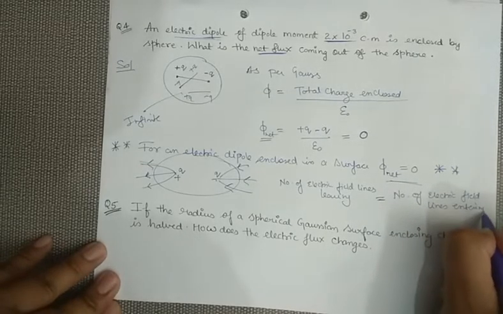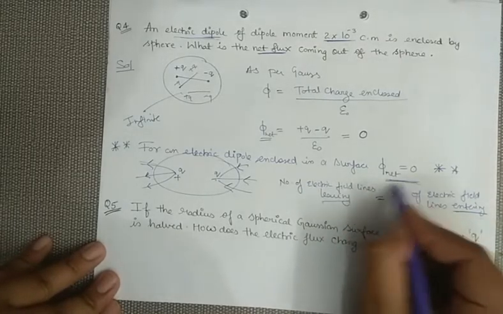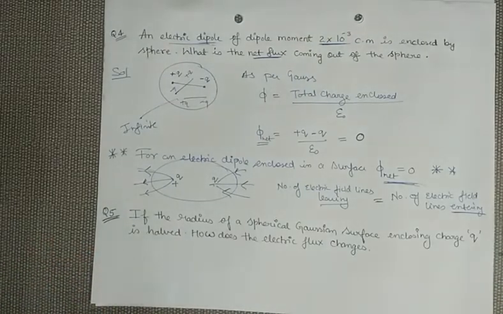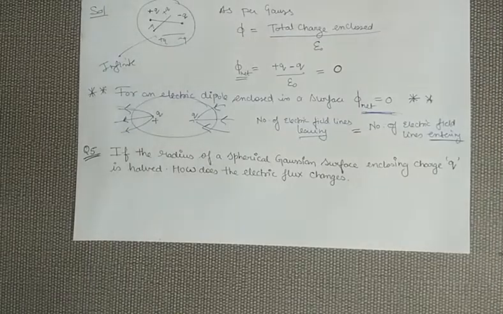The number of electric field lines leaving is equal to the number of electric field lines entering. So you can see the number of lines leaving is equal to the number of lines entering. So if we talk about the net, the net answer will be 0. So for any dipole, and however many dipoles you take, you have to always write the net flux equals 0. Just keep this in mind. So moving to the next question.